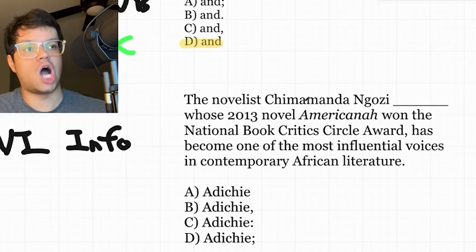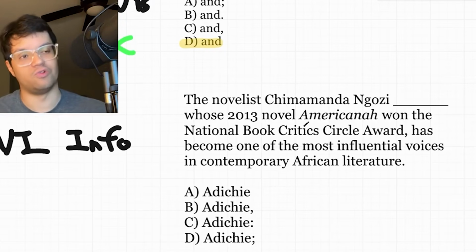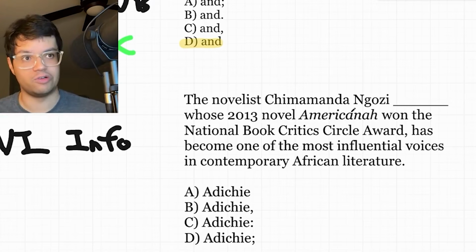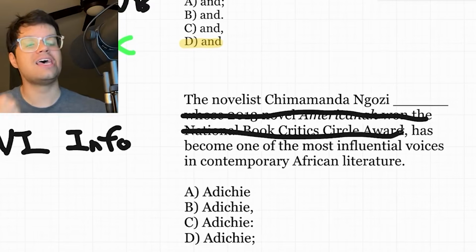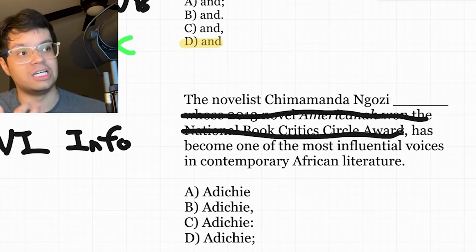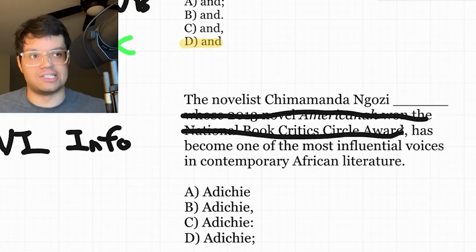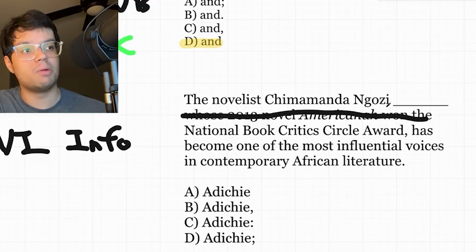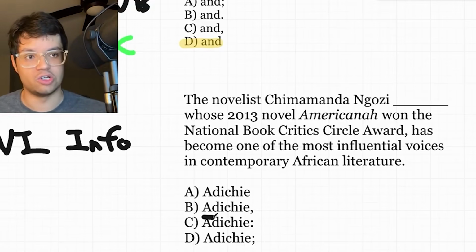So if you look at here, "the novelist Chimamanda Ngozi Adichie, whose 2013 novel Americana won the National Book Critics Circle Award, has become one of the most influential voices." So "whose 2013 novel..." this part is actually not important for the sentence to make sense. If I literally just eliminate that from the sentence, we can just say the novelist Chimamanda Ngozi has become one of the most influential voices. That makes sense, it's logical, I still get what's being said there. So therefore, we can put a comma both before and after it to make it non-essential information. So the answer here can just be B.